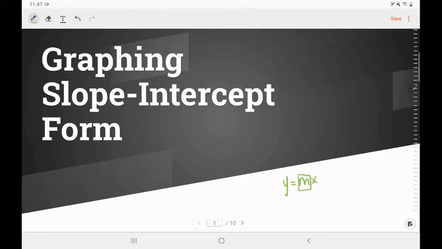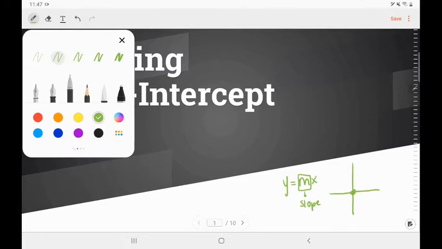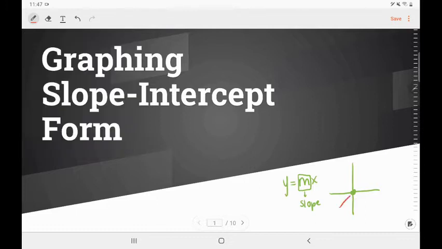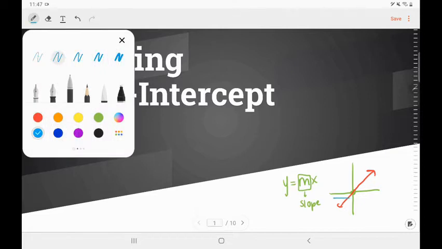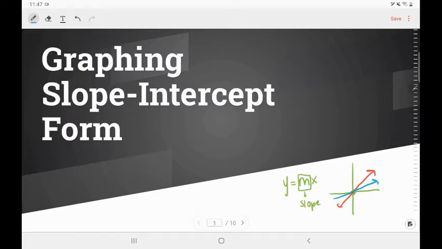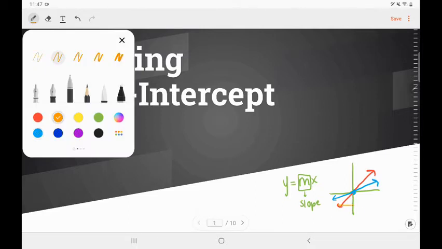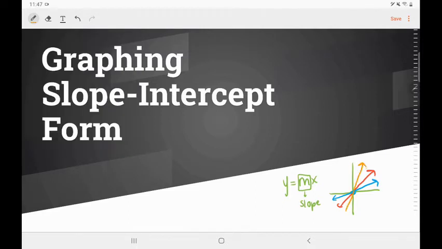Our m has stood for our slope, and on our graphs, they always start at the origin. Now our graphs could look like this, or they might be less steep, but still go through the origin, through the center of my graph. Or they could even be steeper, as long as it passes through the origin.